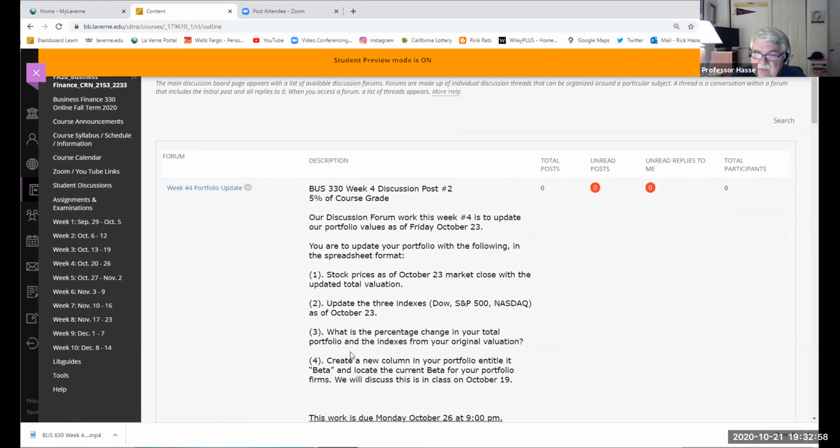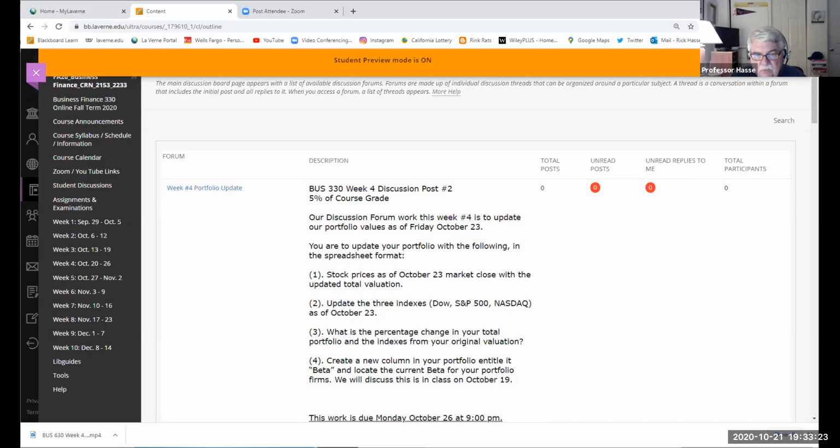And then something a little bit different, determine the percentage change in your portfolio and in the indexes from your original valuation of October 2nd. Then add a column and locate the beta of your company. And this we'll discuss in our class a little bit this evening, but also more in detail next week. The beta, the risk of your company.